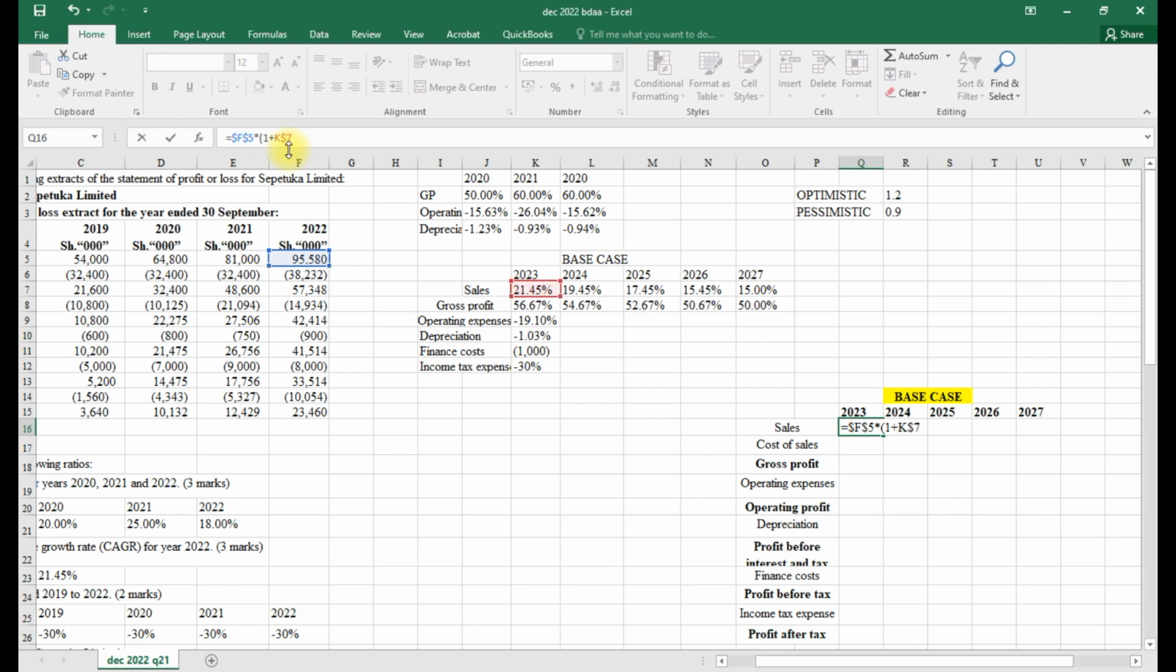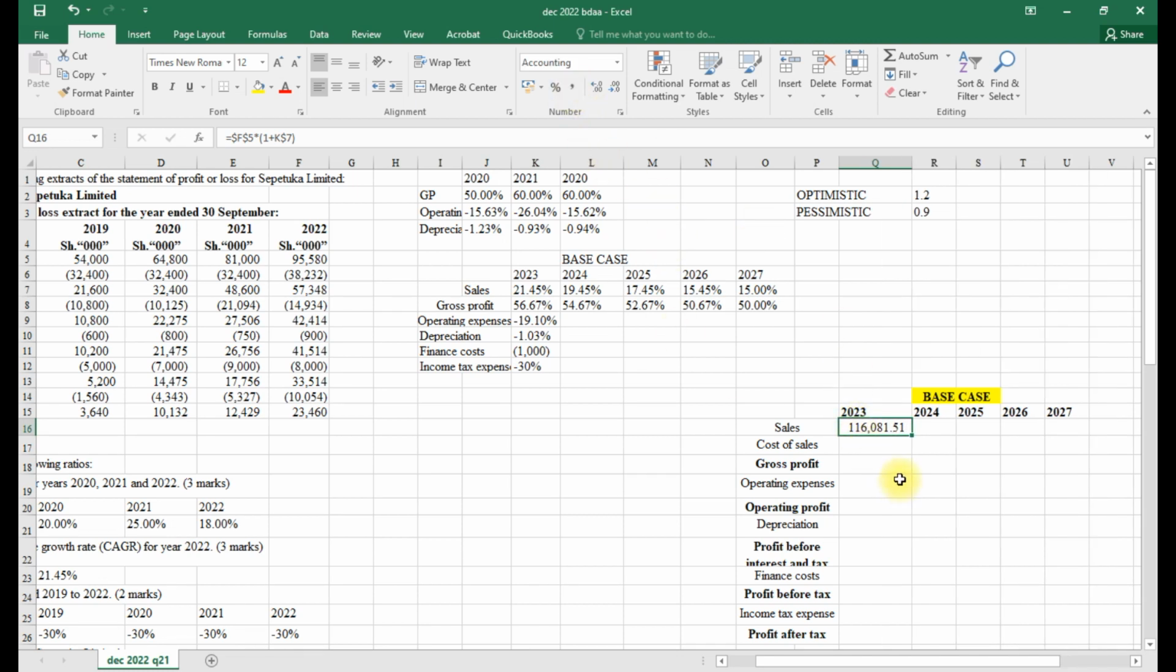So the bracket is at the end. I close the bracket and I enter. So that will be our sales for this particular year. For this particular year, you can reduce the decimal to use 0 decimal place. Then the second year 2024, it will be for 2021, and I will not fully lock that.